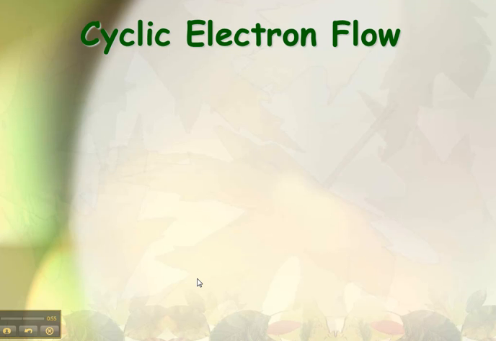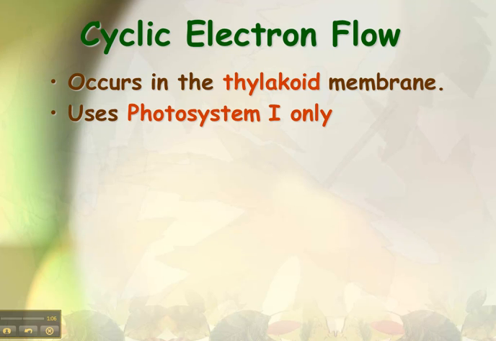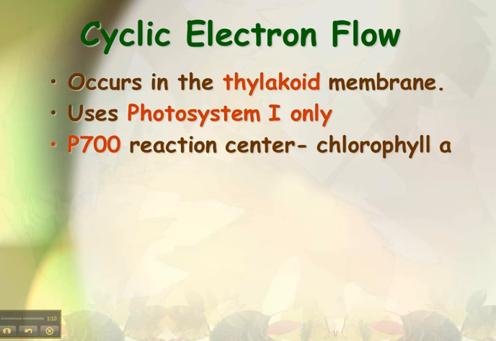And so we're going to start off talking about the cyclic, the ones that go in a circle. So this one's occurring in the thylakoid membrane. There they are. And it uses only photosystem 1. There's different reaction centers, and when we see a picture, you'll be able to see how this goes. But it's the P700 reaction center, which really goes into the nanometers of which light spectrum it's using. And so it's in chlorophyll A.